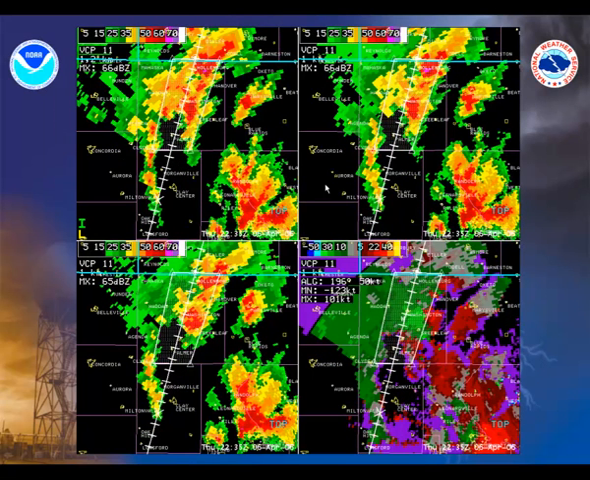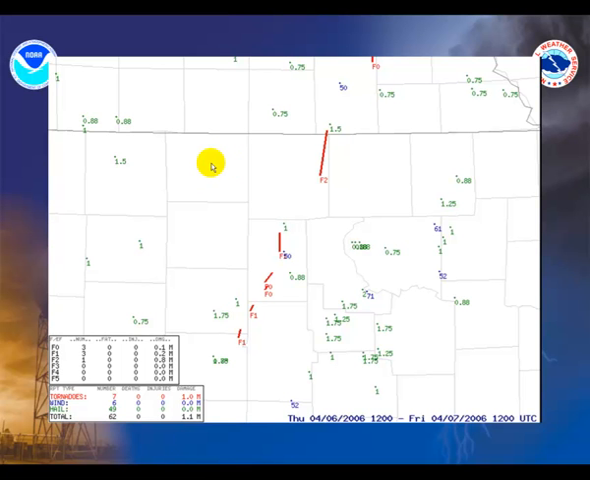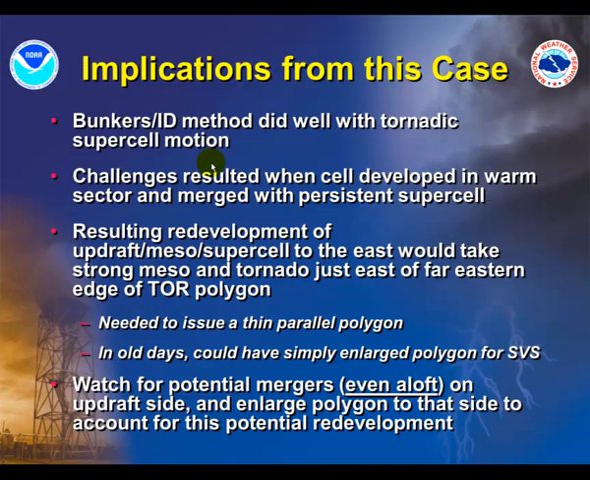So we can look at this and say, yeah, this polygon was probably too narrow to begin with, given how far out it was issued ahead of when it was going to cross this border into this county. And that's true. But it does show an example of where you have a merger which can result in a redevelopment of the updraft region of a supercell storm outside of what you might have otherwise expected without that merger. And there are the tornadoes that occurred with that storm.